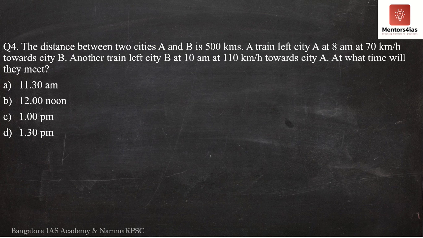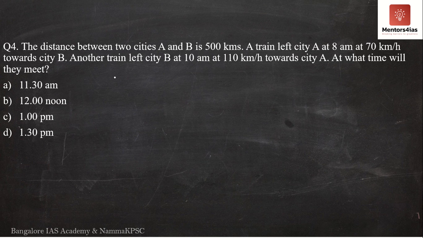Okay, now the question says the distance between two cities A and B is 500 kilometers. A train left city A at 8 a.m. at 70 kilometers per hour. Another train left city B at 10 a.m. at 110 kilometers per hour towards city A. At what time will they meet?